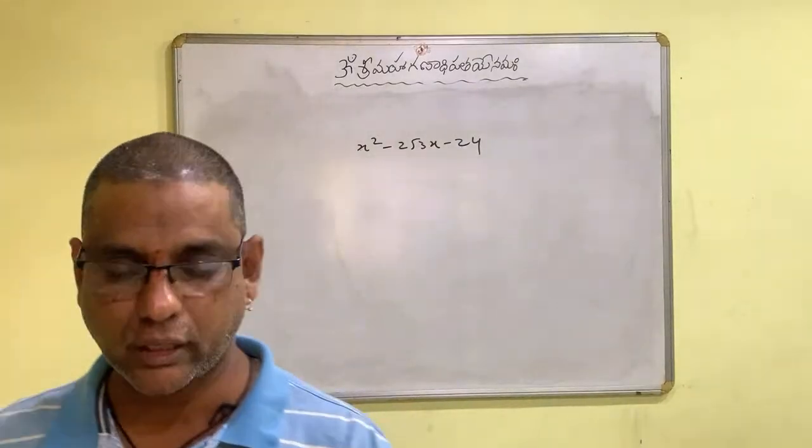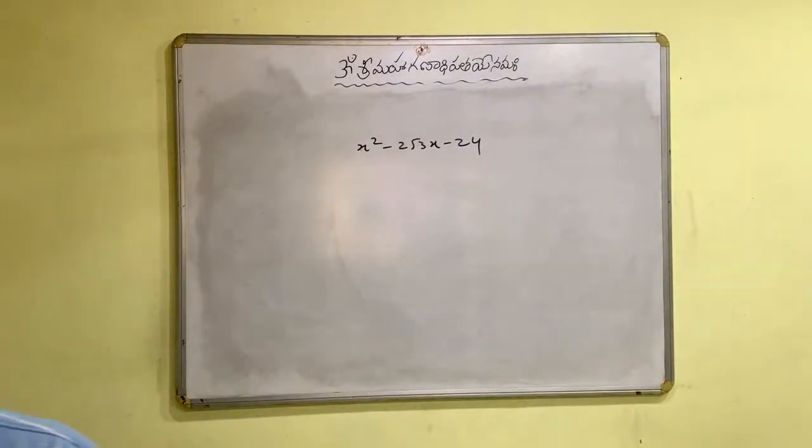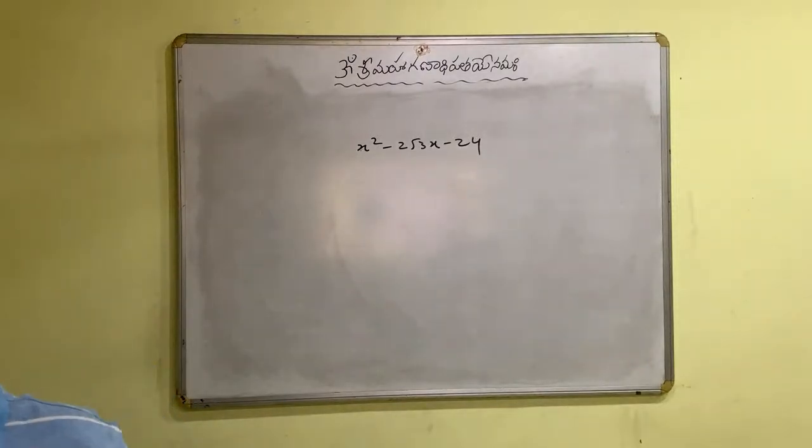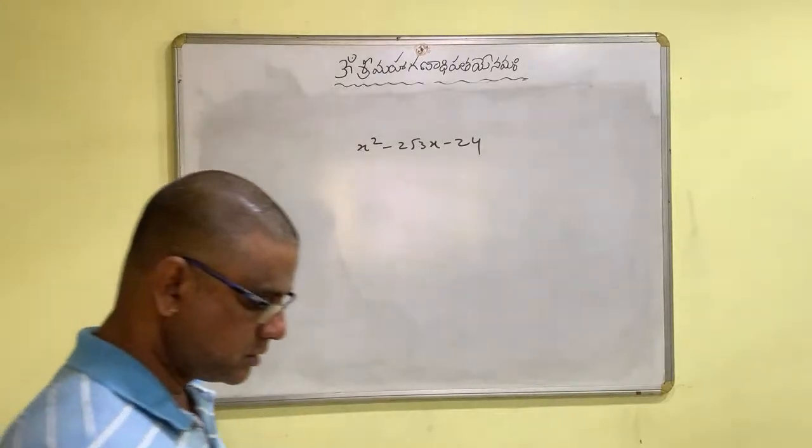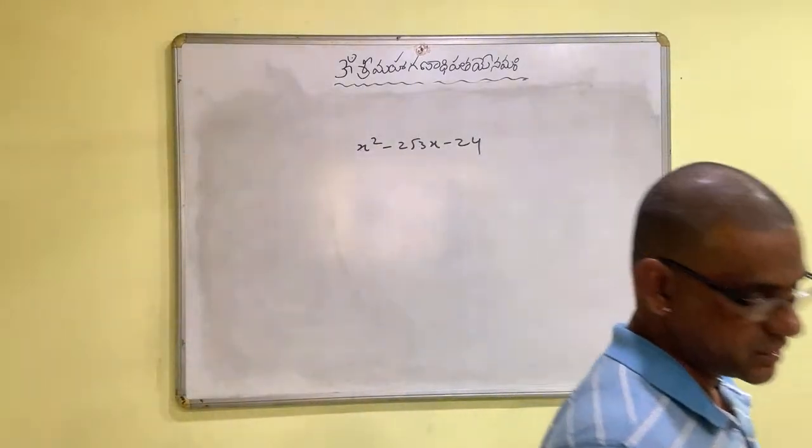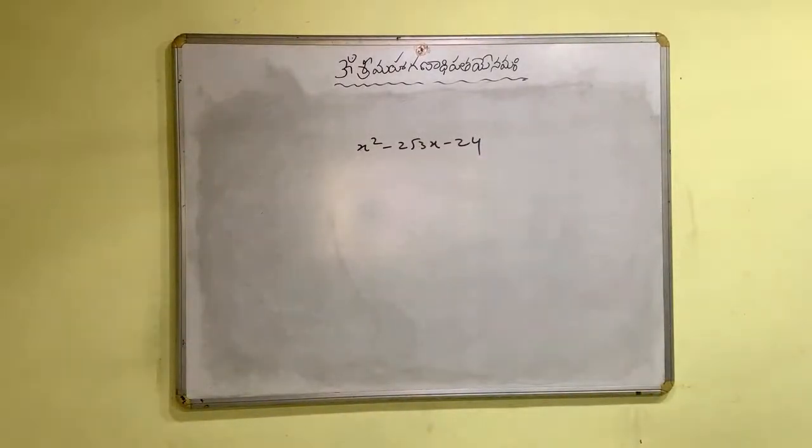See this question, children. x square minus 2 root 3x minus 24. How to do it? This is also higher order. Irrational coefficients ఉంటే మరి higher order అవుతాయి. How to do this?